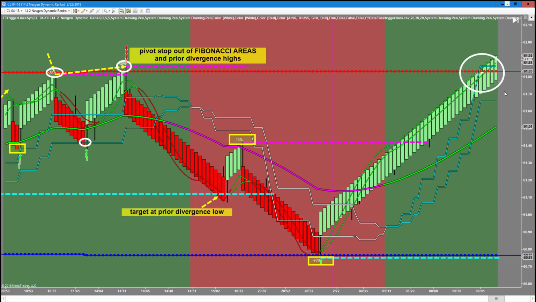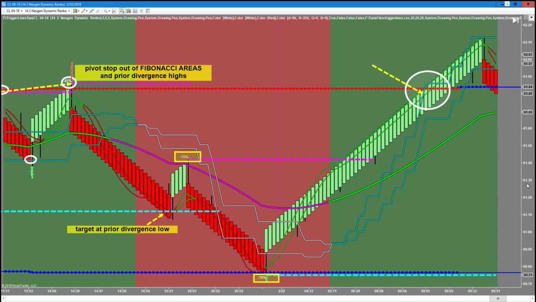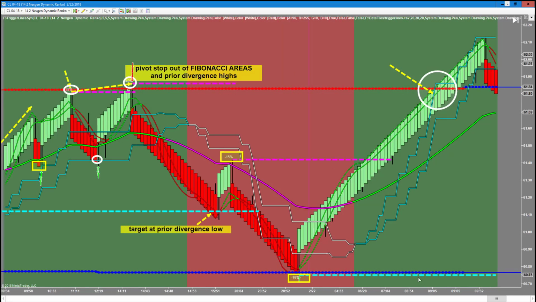We got back to resistance. Well, it's the same exact resistance as over here. Over here, we had divergence and divergence pivot stop outs. At the resistance this time, you remember that really strong look of your trigger lines? And you know what happens when you get that really strong look. The Fibonacci area usually breaks. So again, there's multiple tools that we use, right?